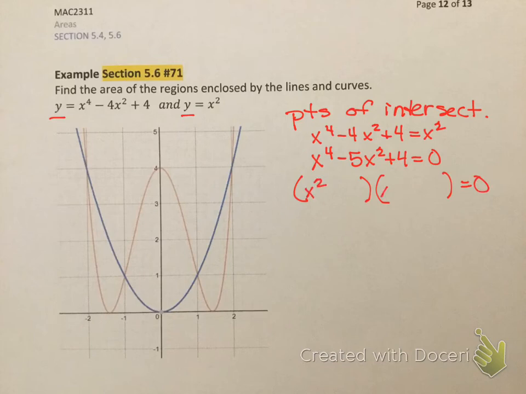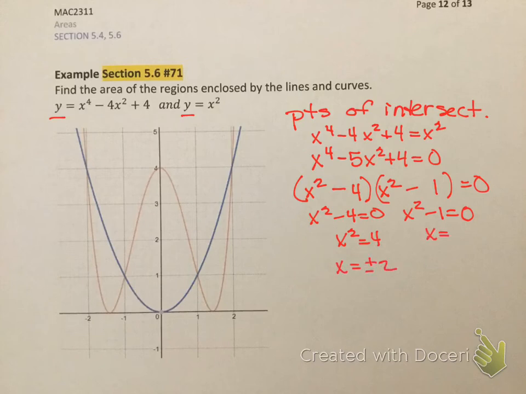This is just x squared and x squared. I have 4 and 1. I'm looking for two numbers that multiply to a positive 4 and add up to a negative 5. Therefore, they would both need to be negative. Setting both of these equal to 0, I get x squared equals 4, so x equals plus or minus 2, and x squared equals 1, so x equals plus or minus 1.